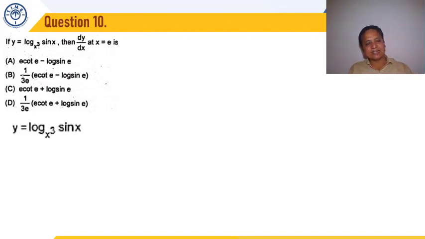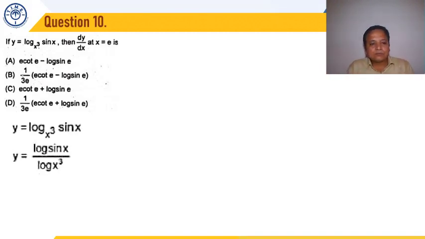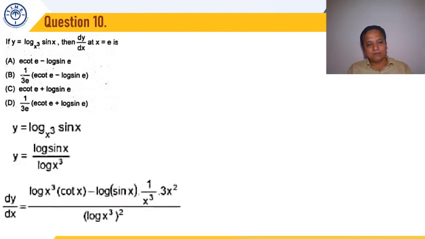So log sin x to the base x cube is log sin x upon log x cube. We apply the base change formula. And log x cube can be written as 3 log x. Log x to the power n is n log x. We can apply 3 log x, or we can directly differentiate it by using the quotient rule.